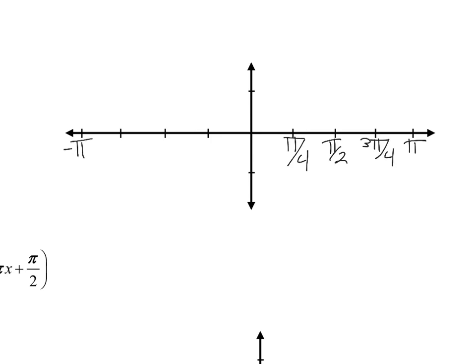Negative pi over 2, negative pi over 4, negative 3 pi over 4. Amplitude goes from -1 to 1. All right. Now, on this one, it's a little bit different with our asymptotes.